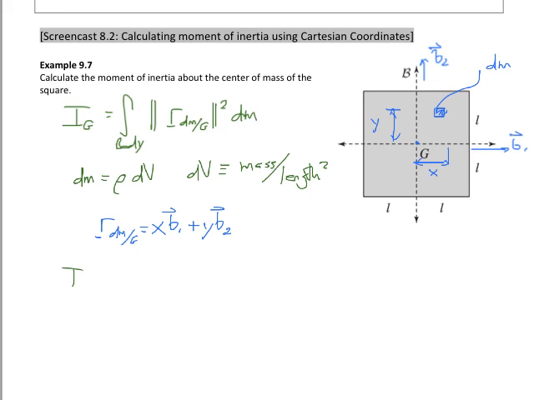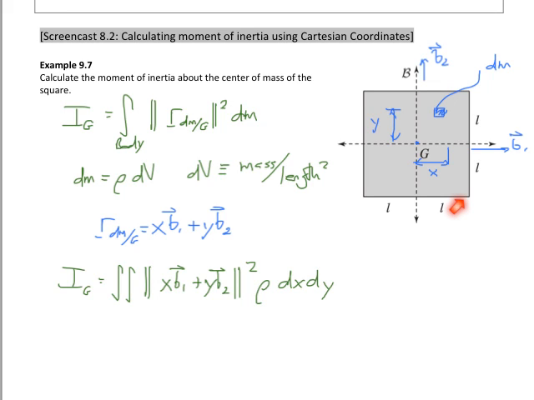So we'll fill in our moment of inertia formula, in which we're going to have a double integral of x in the B1 plus y in the B2. We're going to take the norm of this, square it, and then multiply rho dy dx. And then we need to put bounds on this. It's dy dx. So for our x bounds, we're going to go from negative L to positive L. And for dy, we're going to move our differential element from negative L to positive L. So negative L to positive L, and negative L to positive L.